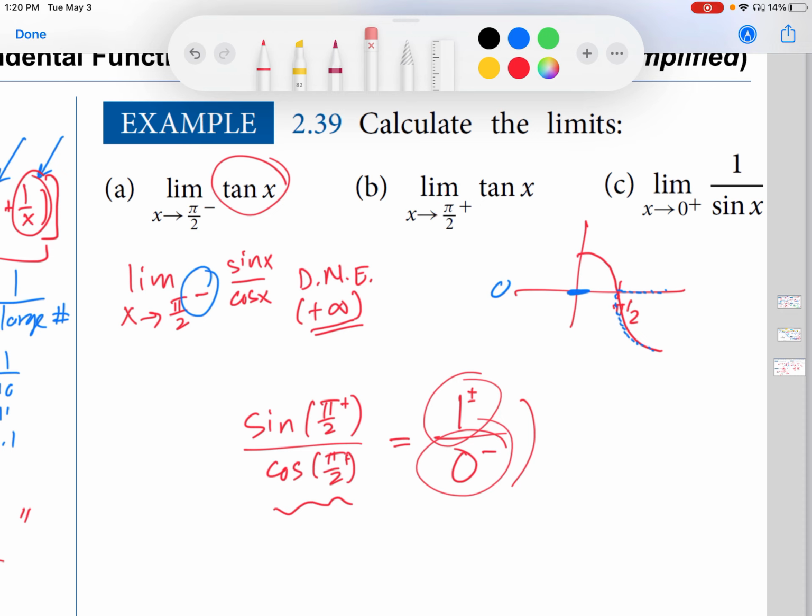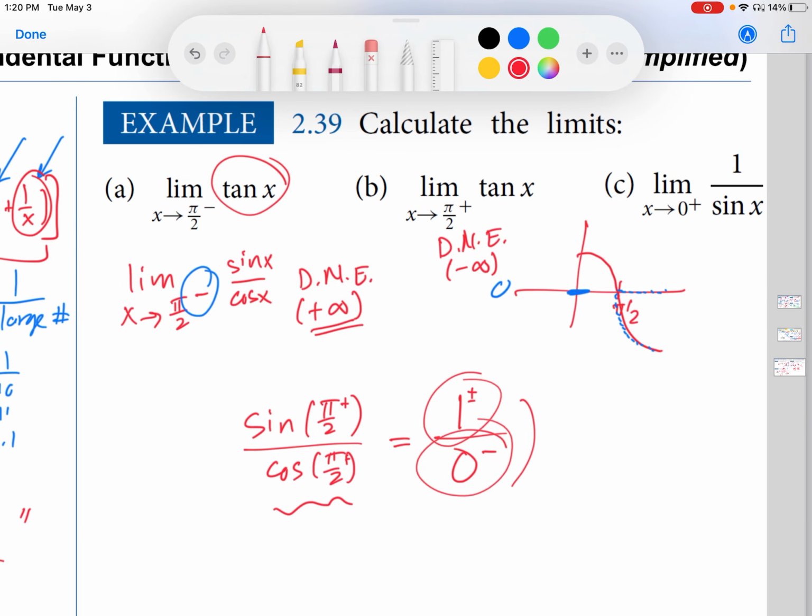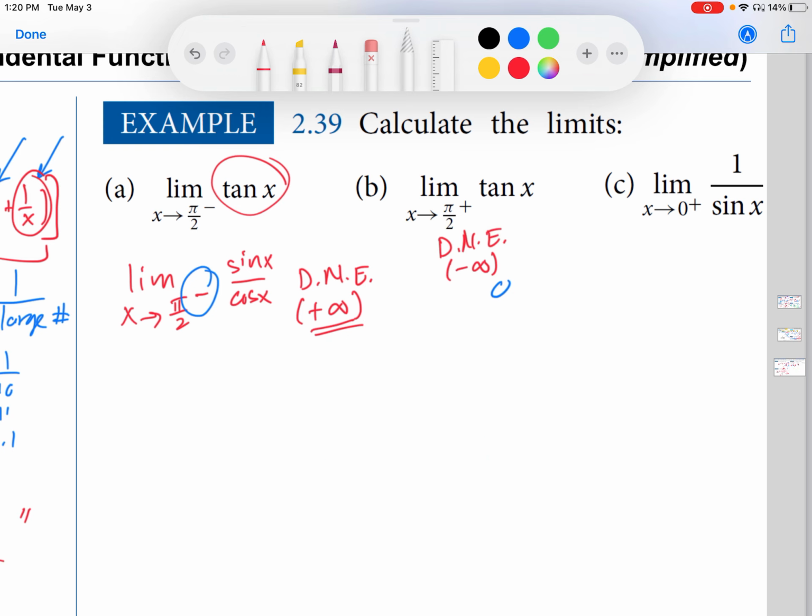So my answer for this one is going to be, again, does not exist, but with more information, it tends to negative infinity. Great. And then one last one to do, part C over here. What about 1 over sine x? So let's take a look at that one. 1 over sine x is cosecant x, and we could draw the graph for cosecant x, or we could reason again as we just did.